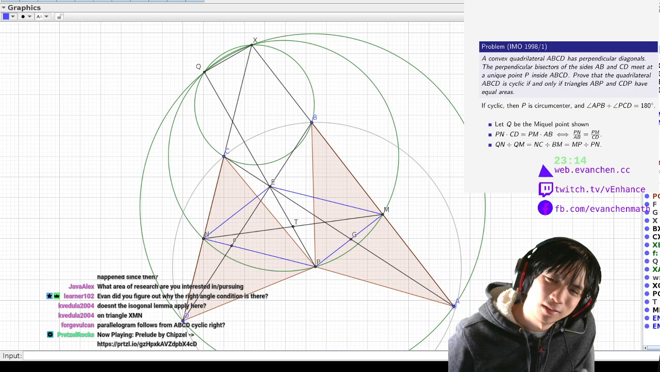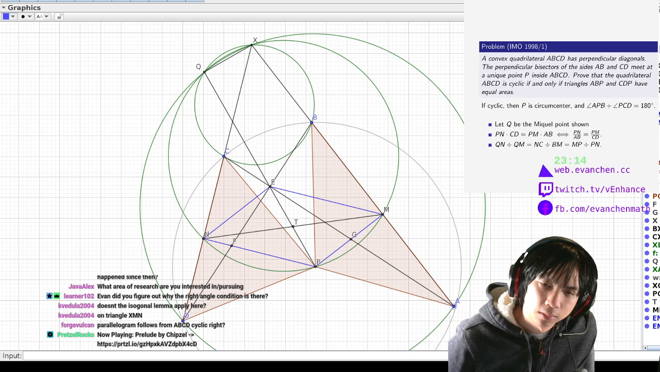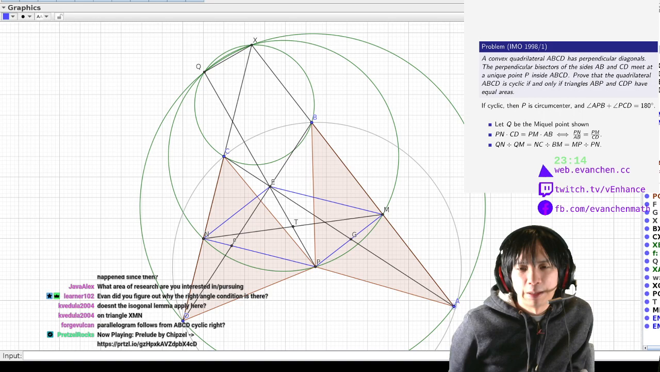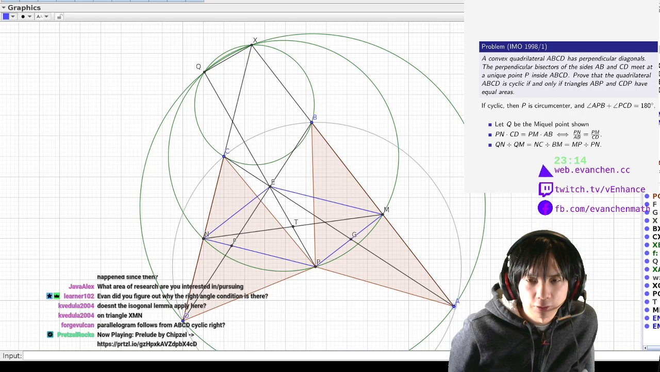XMN. Maybe I do need to chase some angles as well. So, in this right triangle, do any of the angles here transfer to other angles?